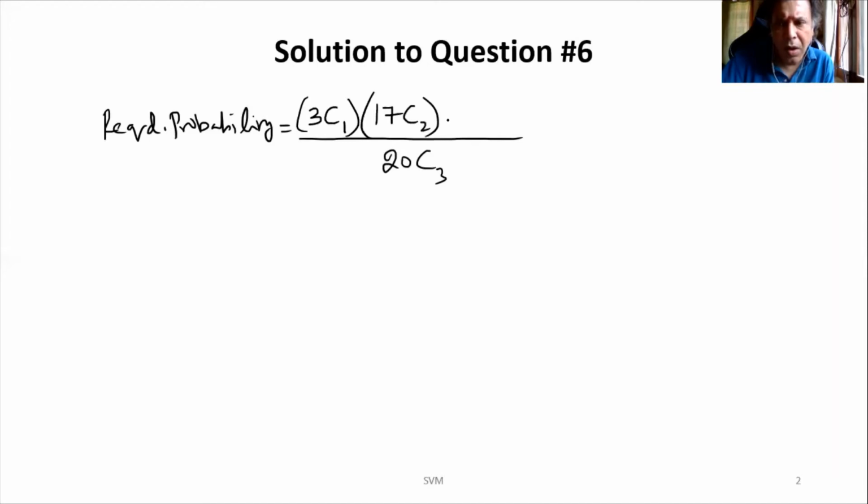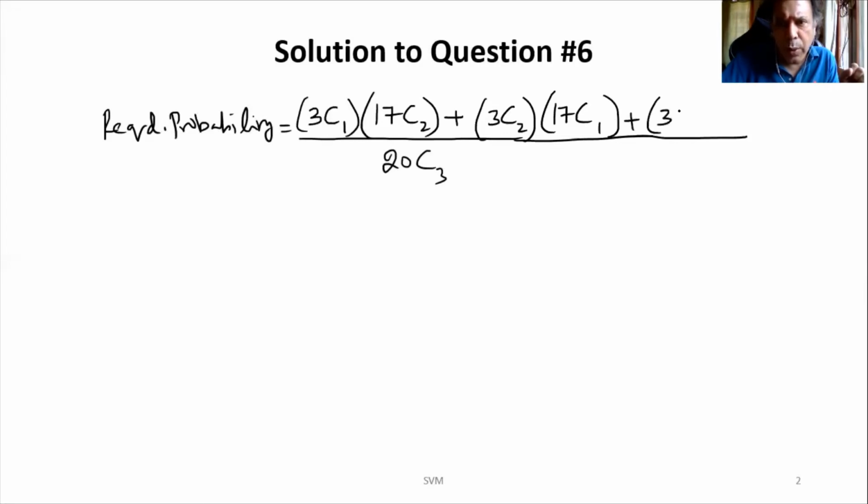That is one option. Or, when I say or, I will put an addition symbol. Out of those 3 white balls, I can choose 2 white balls, and from the remaining 17 balls, I should choose 1 ball. Why? Because this sum, 1 and 2, should total up to 3. This 2 and 1 also totals up to 3, because you are ultimately choosing 3 balls. So plus, I can choose all of the white balls. That means from the balance, I will be choosing none. It is 0.